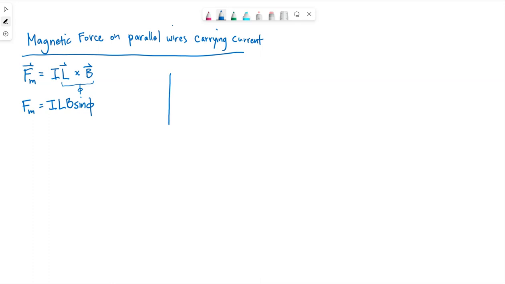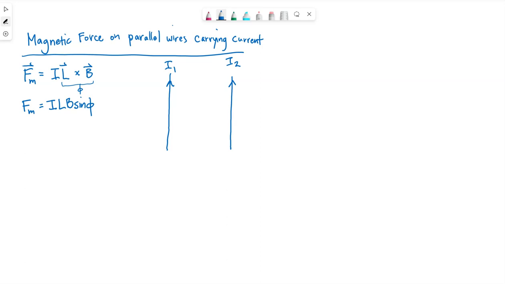Well, if I have two wires, I have an I1 and an I2. They're both carrying current upwards at the moment.